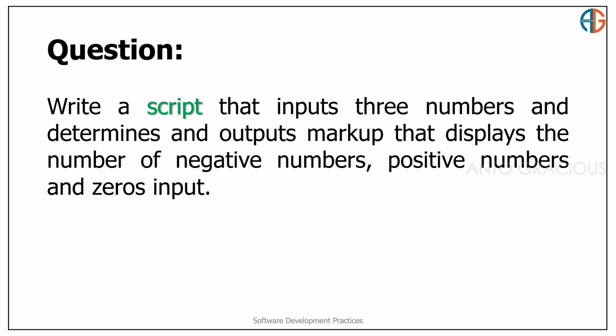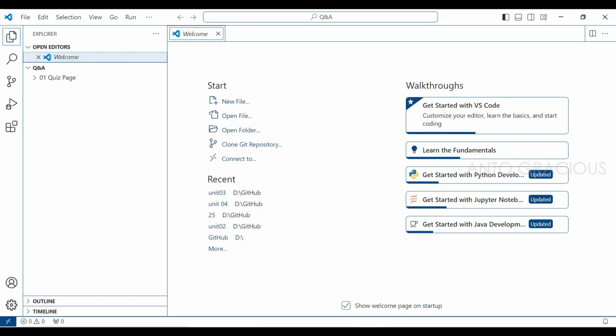So now let's move to Visual Studio for creating the script. Here we have come to Visual Studio, and we are going to create a new folder, 02. Since we are going to perform number classification, that is, classifying the numbers into positive, negative, and zero, we can give the folder the name number classification.